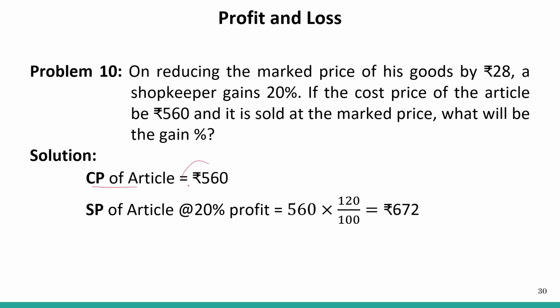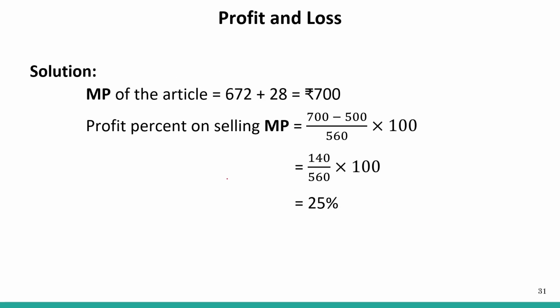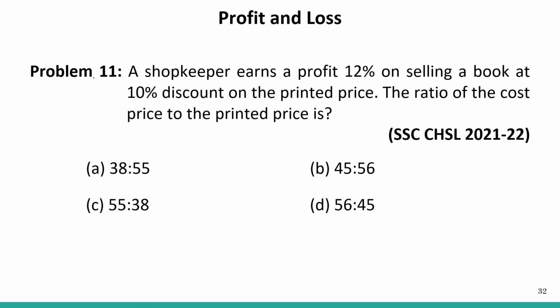So the CP of the article is 560. Okay. The SP of the article is at 20% profit. So 560 into 120 by 100 is equal to 672, which will be the selling price after 20% profit. So the marked price of the article is equal to 672 plus 28, which is equal to 700 rupees. So profit percentage on selling at the marked price is equal to 700 minus 560 by 560 into 100. So this is equal to nothing but 25% because 140 by 560 is equal to 1 by 4. Okay. So let's see problem number 11.